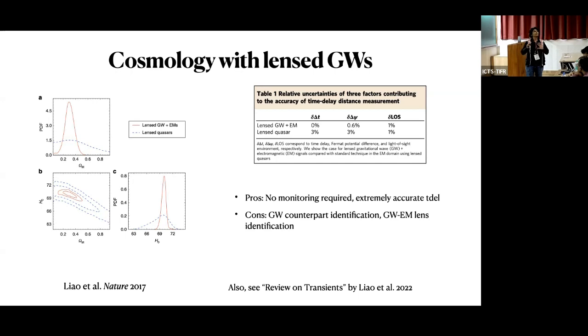But again, it's in idealistic conditions, I would say. If you start taking into account some of the systematic issues, then it can be slightly more. Okay. Thank you.